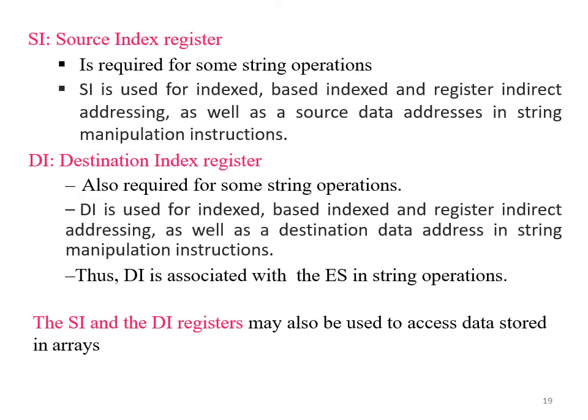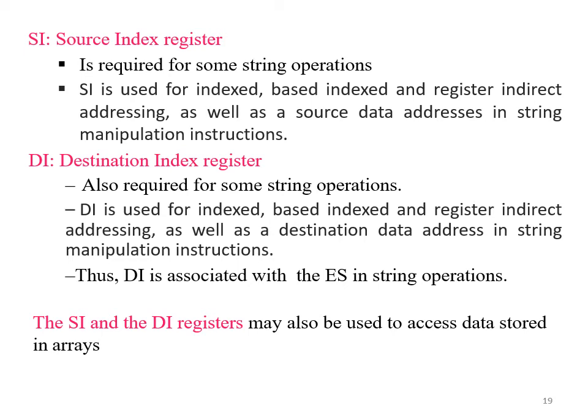SI and DI, we already discussed, are index registers, and basically they are used when string operations are involved. The SI register will point to the memory locations in the data segment, which is addressed by the ES register. As we have discussed, the extra segment register is also used to carry or load data. So SI will be pointing to the memory location which is addressed by the ES register.